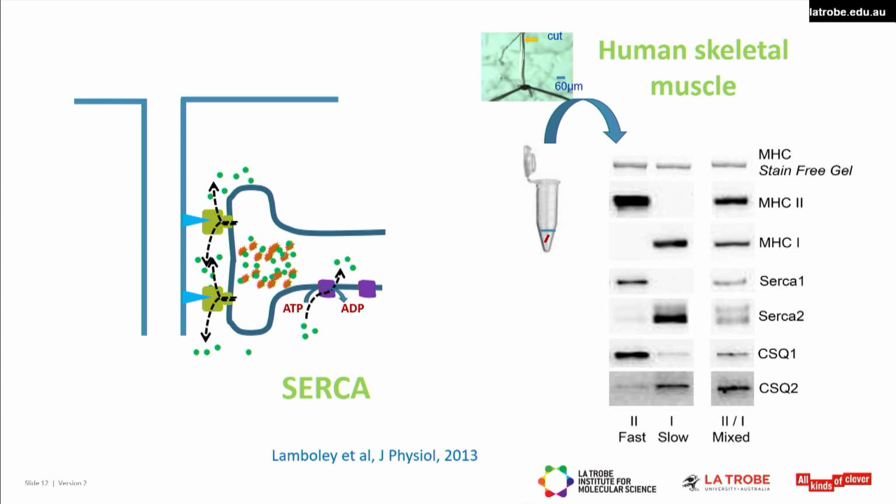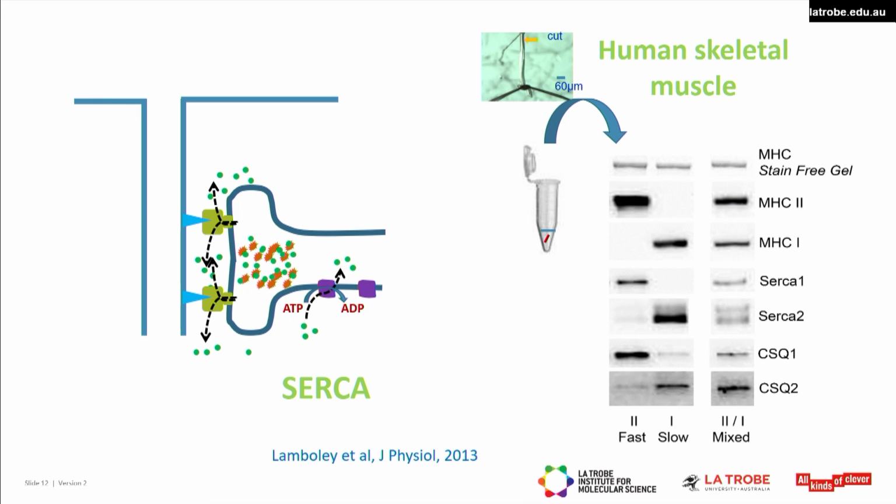So this is when we load a muscle fibre on a gel, and you can see that this one has myosin heavy chain 2. It has the isoform SERCA1, and it has the calsequestrin isoform calsequestrin 1. And conversely, there's a fibre here that's a slow twitch muscle fibre having the SERCA2A and the calsequestrin 2 protein. And next to it is a hybrid fibre. So that's showing a bit of the methodology that we can use to break the muscle down into the different fibre types.